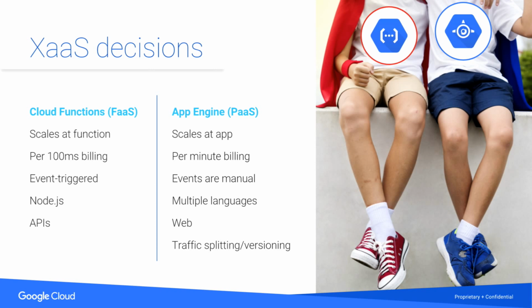Cloud Functions currently supports Node.js. App Engine, as I said before, supports multiple languages. And Cloud Functions are really about creating these small, discrete APIs. While you could do that with App Engine, it also supports things like websites. While you could build a website under Cloud Functions, I wouldn't recommend using that. And App Engine also does other things for you, like traffic splitting. So you could do things like A/B testing or green-blue rollouts. And it also does versioning.